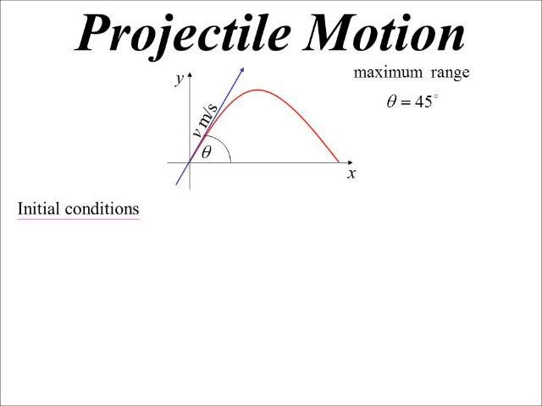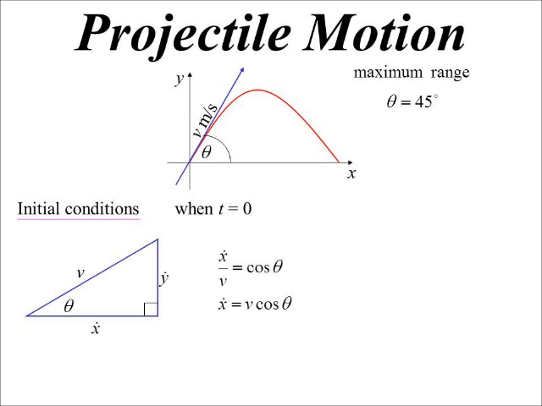Okay, so our initial conditions on this object. We know that at time t equals 0, we're going to release it, but we're releasing it at an angle. If I want to break everything down to horizontal and vertical, then I can work it out. Horizontal over v would be cos theta, so the initial horizontal velocity will be v cos theta. The initial vertical velocity is v sin theta.